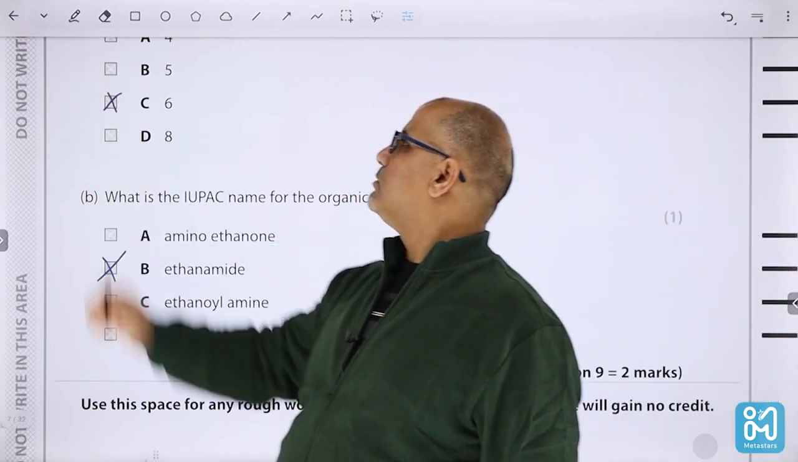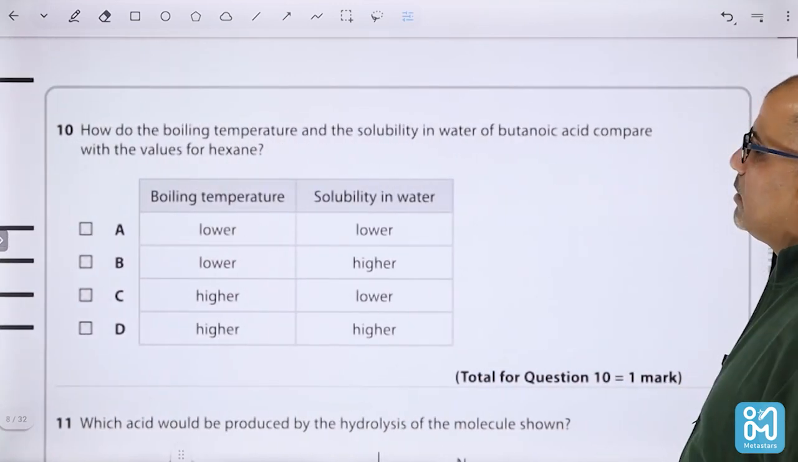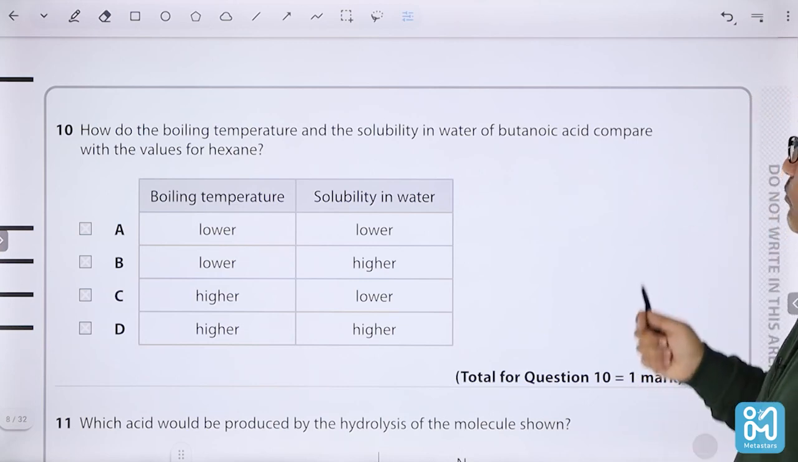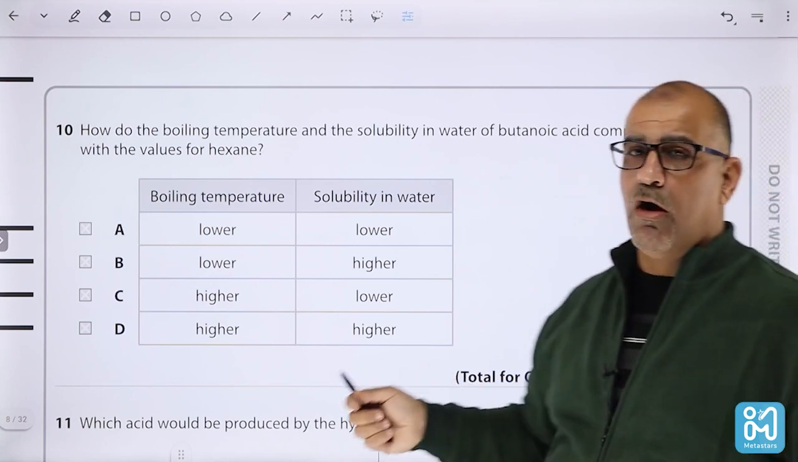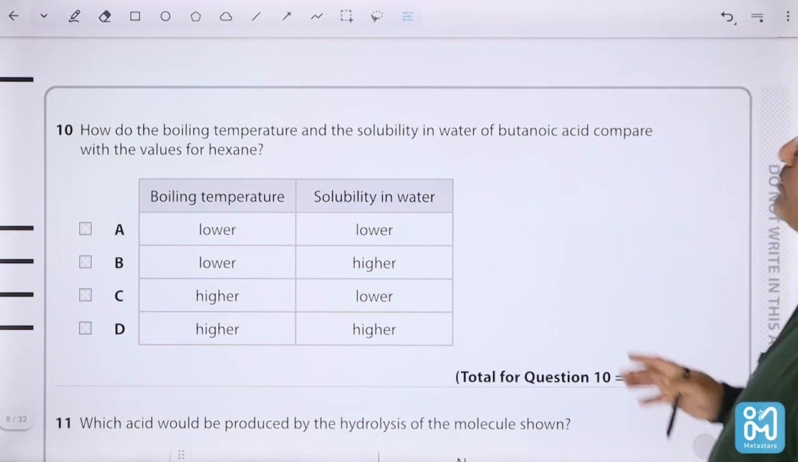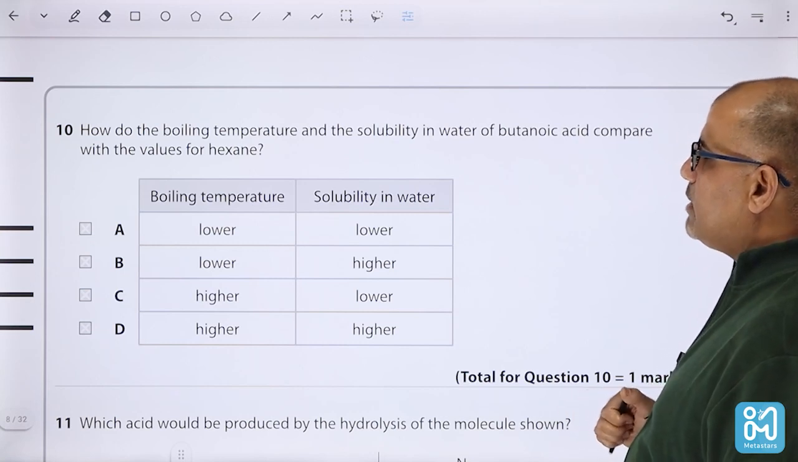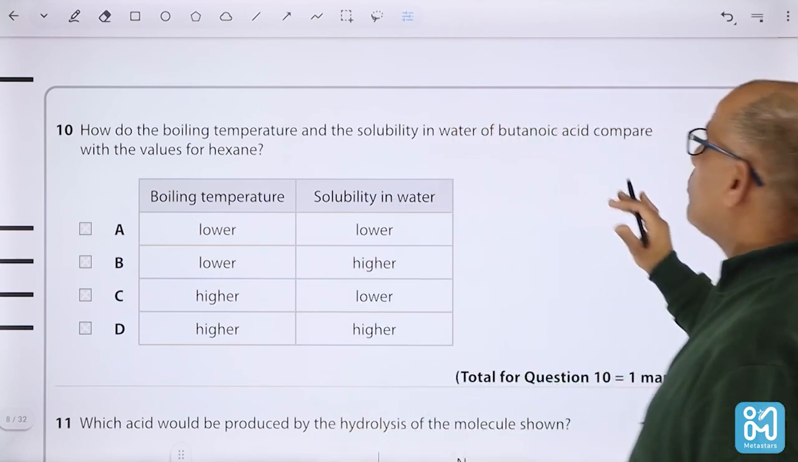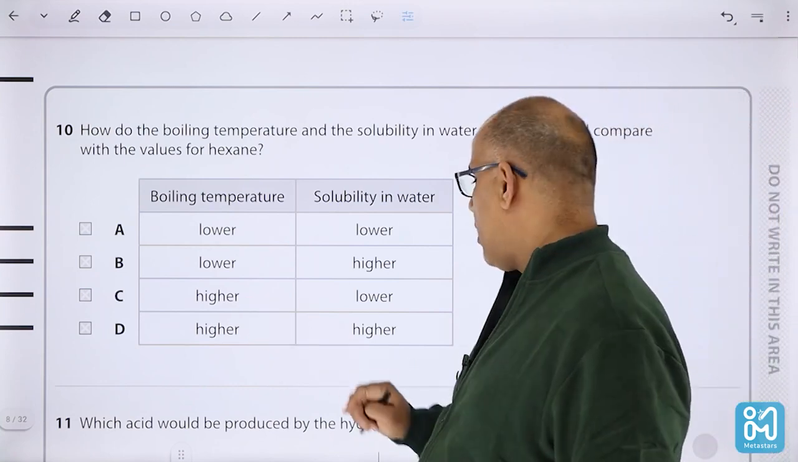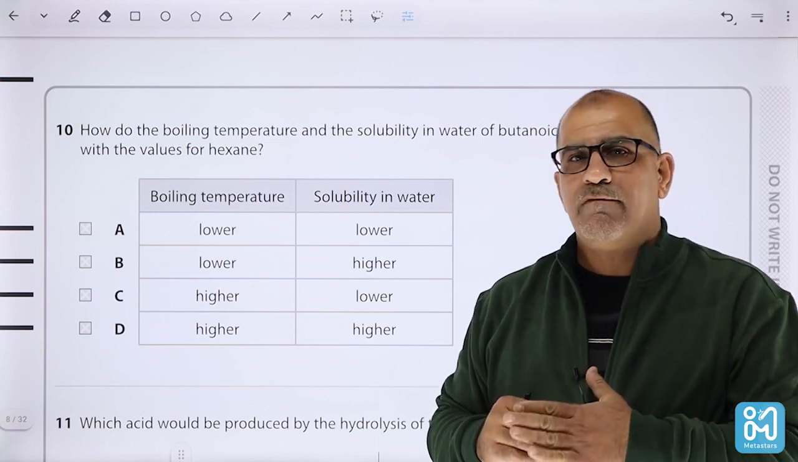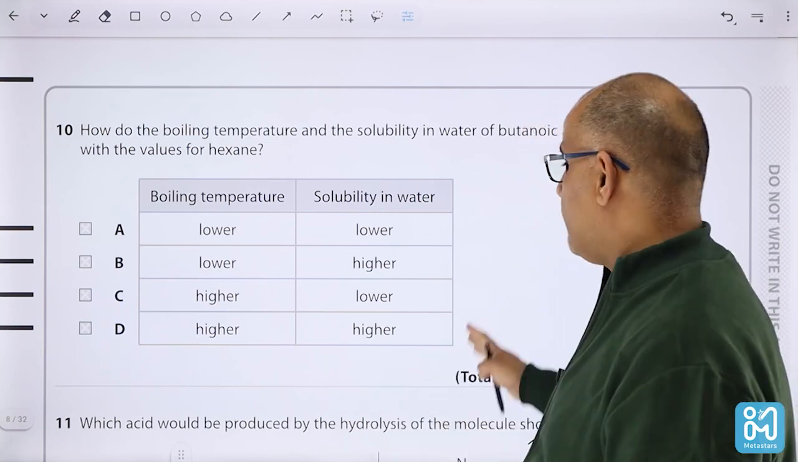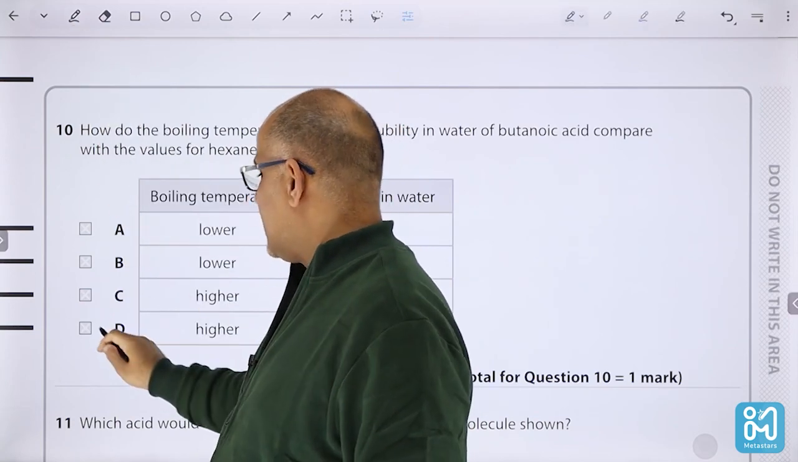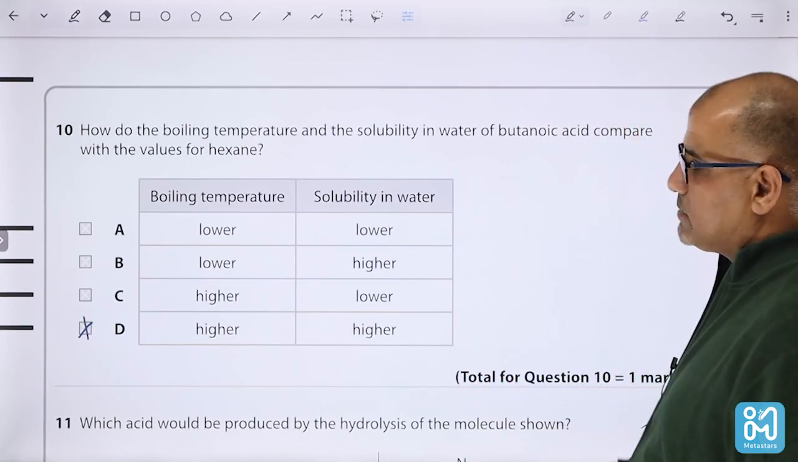Now, for the next question: how do the boiling temperature and the solubility in water of butanoic acid compare with the values of hexane? For the boiling temperature, butanoic acid compared to hexane will be higher. And also, since we have polarity and hydrogen bonding for butanoic acid and water, the solubility and the boiling temperature of butanoic acid compared to hexane are higher.